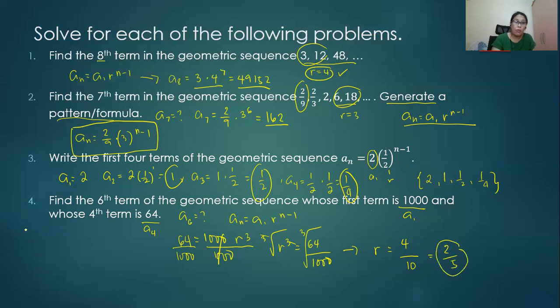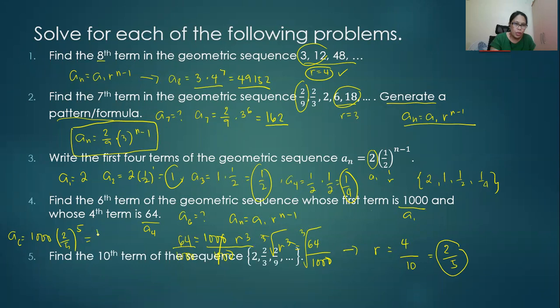So we can now solve for a sub 6. And a sub 6 equals the first term, 1,000, times 2/5, the ratio. And this has to be to the 5th power because we're asked to solve for a sub 6. Okay, so we now have to evaluate the value here. So this is now equal to 125 over 4.